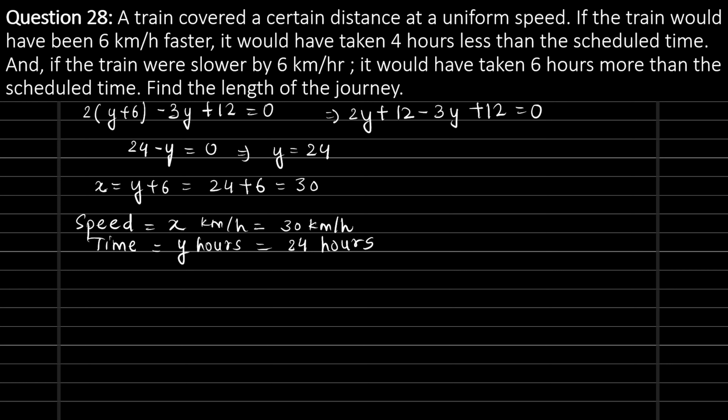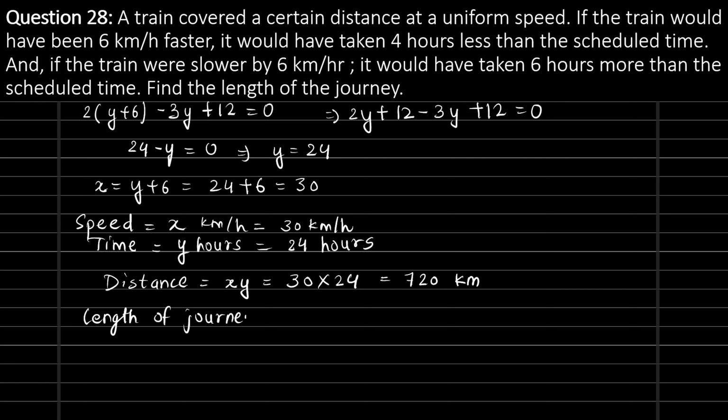Now we have to find out the length of the journey, which means we have to find out the distance. Distance is basically speed into time, which is x into y, and hence we are going to get 30 into 24, which is equal to 720 kilometers. So for this question you will write down: length of the journey is 720 kilometers.